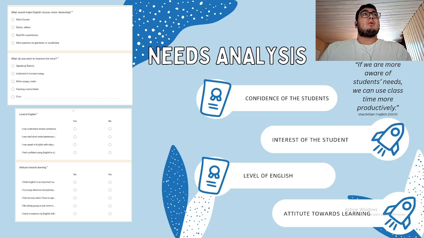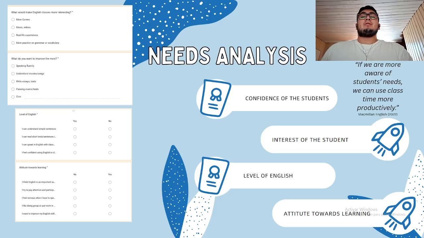As you can see in the presentation, there are certain questions that I made. For example, what would make English classes more interesting, pointing to the interest of the students. Also, which aspect of the English language would they like to improve, and we have, for example, speaking fluently, understanding movies, etc. So, about their interest in the language.